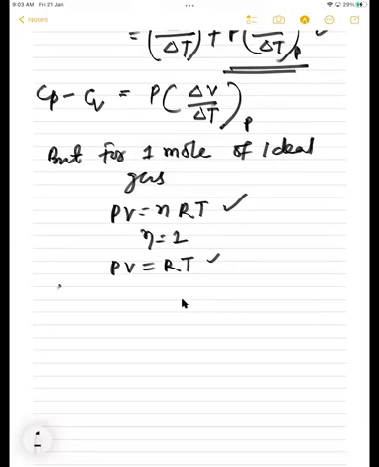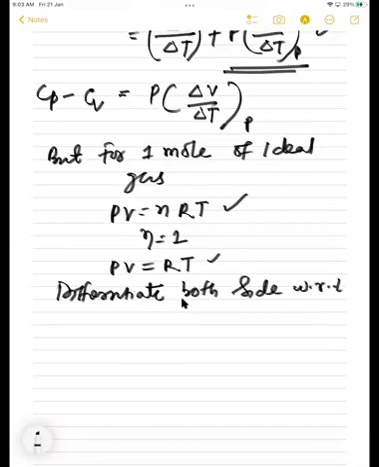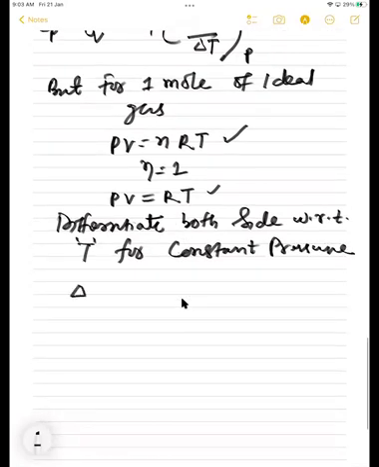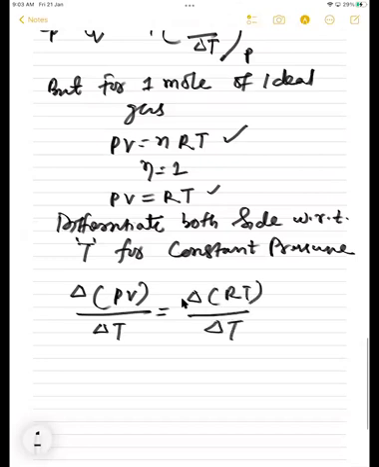Now differentiate both sides with respect to time for constant pressure. So that is delta PV by delta T is equal to delta RT by delta T, right? Are you getting? In this equation I found the derivative with respect to time: the rate of change of PV with time, and the rate of change of RT with delta T. Getting or not, students?